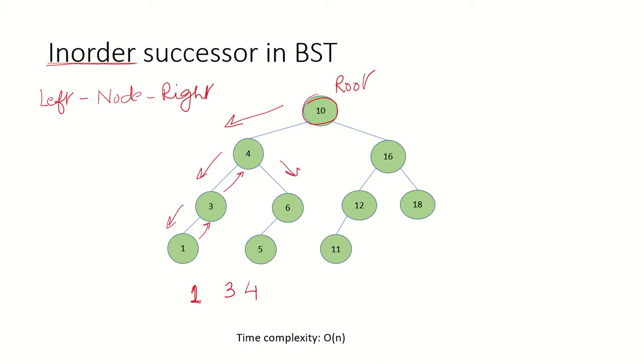Then we start visiting the right subtree, and for this node 6 we will first visit the left subtree, so it will be 5. We go back, 6. There is no right subtree, so we go back again. We have already visited this node with data 4. We go back. The left subtree of the root is complete, so now we write the root data, which is 10.